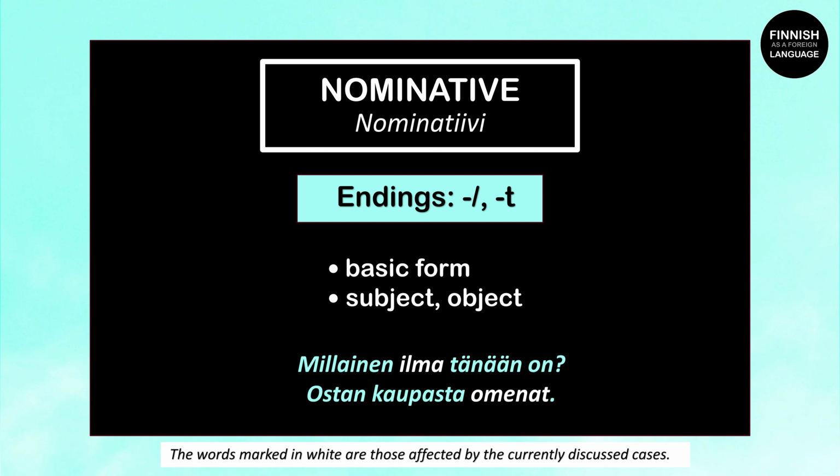Next example, ostan kaupasta omenat means I'm buying the apples from the store. So omenat is the nominative plural of the word omena, which means apple. It's standing here in the nominative plural because we're talking about a specific amount of apples. So let's repeat. Ostan kaupasta omenat. I'm buying the apples from the store.